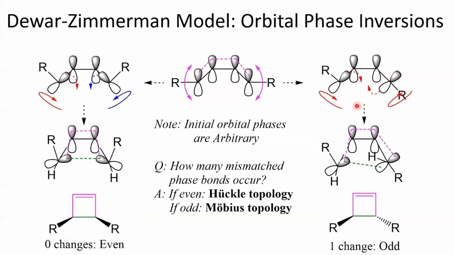Looking on the other side, when we rotate the outermost p orbitals in a conrotatory fashion, we keep our initial bonds in pink, then we draw out our newest bonding interaction, and we can see that now we have one bond that has mismatched phases. So because one is an odd number, this product has a Mobius topology.